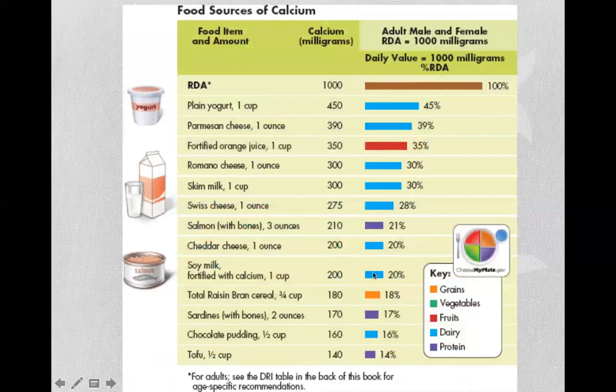These are some food sources. You do see a lot of dairy here. You also see red, that's the fortified orange juice. You see cereal. Calcium is added to a lot of breakfast cereals. Also, a lot of breakfast bars and protein type bars have calcium in it. You also see purple, and purple is protein food. So we've got some fatty fish as well as some tofu.